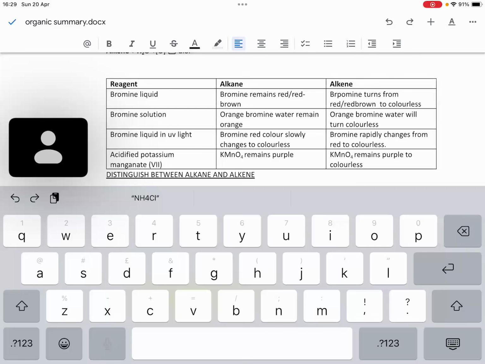Bromine liquid, in UV light, the bromine red color is slowly going to change to colorless. For the alkene, bromine is going to rapidly change from red to colorless, or you can use red brown, whichever one. For acidified potassium permanganate, in alkane, acidified potassium dichromate is going to remain purple, whereas in an alkene, it turns from purple to colorless.